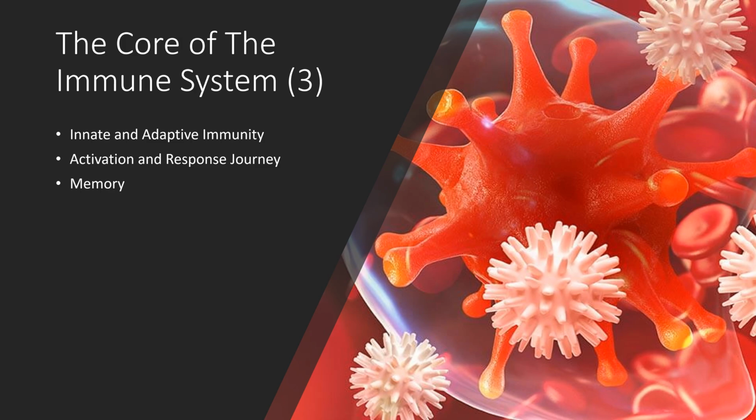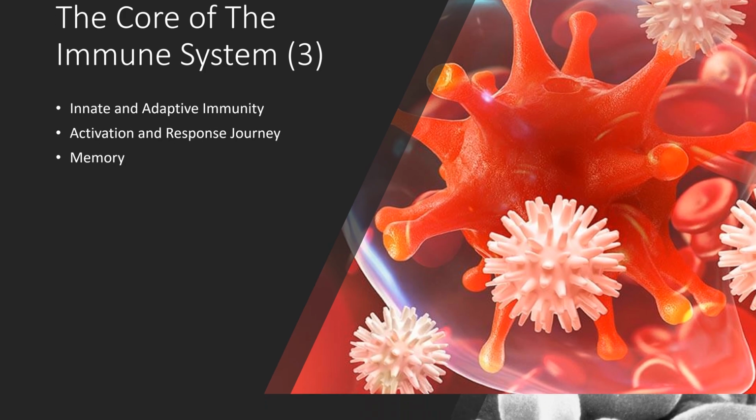To start learning about the immune system, we should look at the core topics of the immune system. To get a good idea of what the immune system is about, we're going to look at the innate and the adaptive immunity. We're going to look at a journey of how activation and response occurs in the immune system and how that leads to memory.